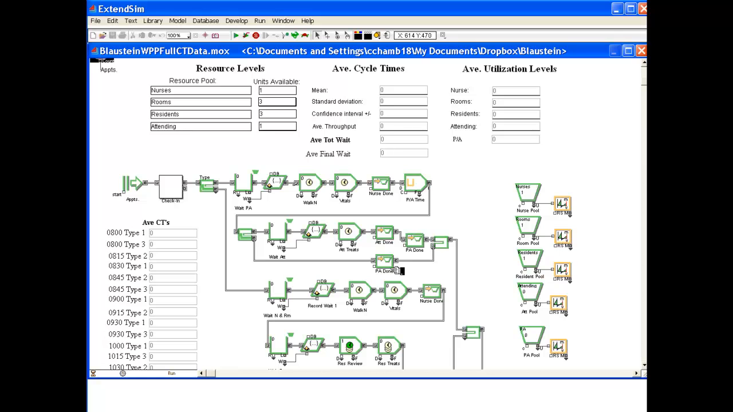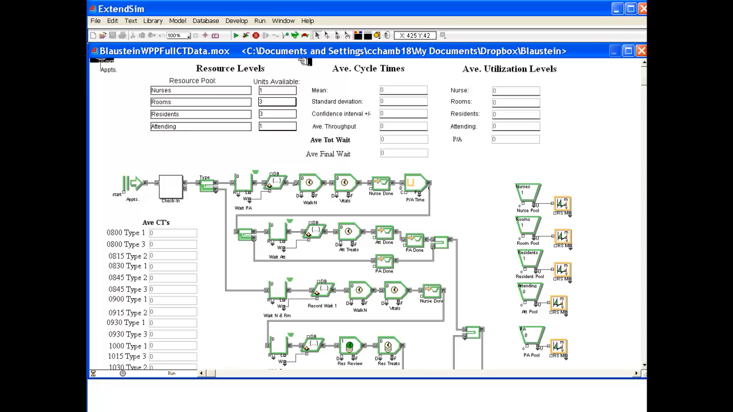This particular simulation was built using some software known as ExtendSim. There is specialty software available for modeling medical services. We decided to go with a more off-the-shelf kind of product, which was sufficient for our purposes and which we already had some experience with.